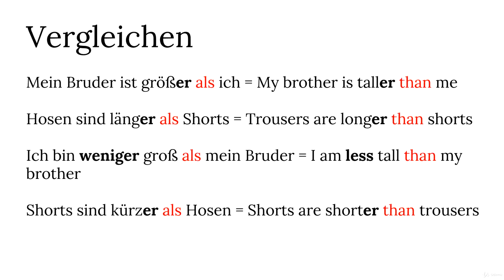You can see this in the last sentence. Instead of saying shorts are less long than trousers, you say shorts are shorter than trousers. In German it would be Shorts sind kürzer als Hosen. From the adjective kurz, you say kürzer. And then you add als.